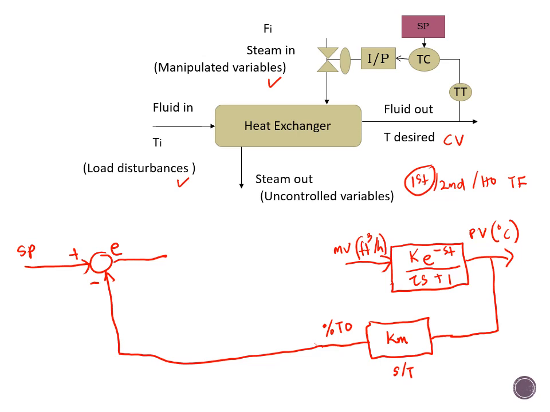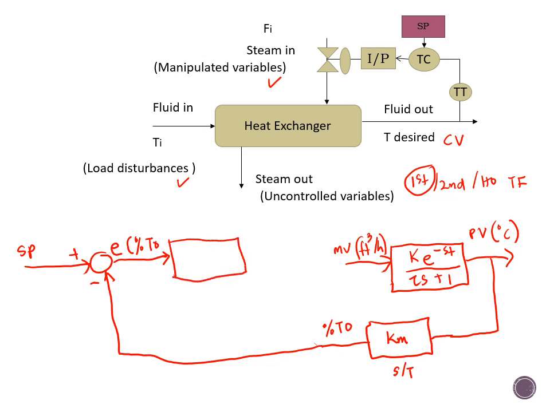Since the output unit of the sensor transmitter process is %TO, the error will also be in %TO. Okay, and this is going to be the input of the controller.